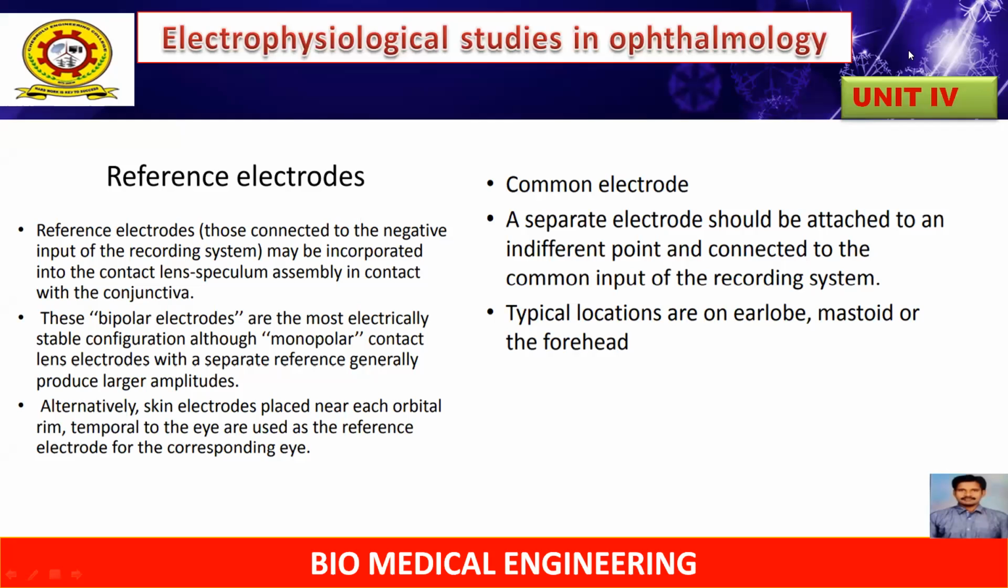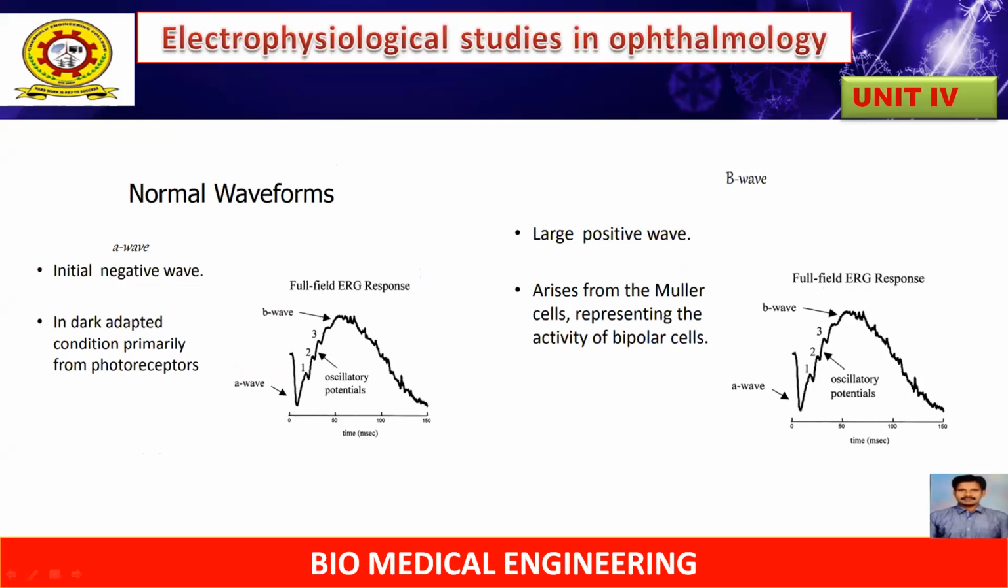Skin electrodes, which are placed near the orbital and temporal location of the eye, are used as the reference electrode from the corresponding eye diagram. So these are the specific waveforms for the ERG. Normal waveforms: number A is figure number 1, which is called the A wave.